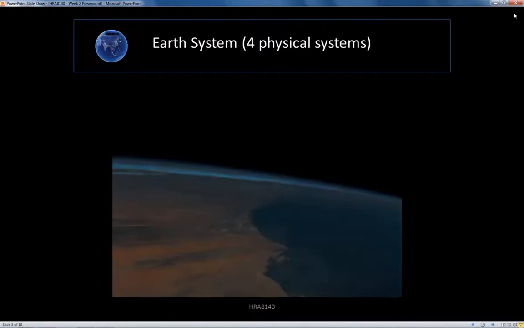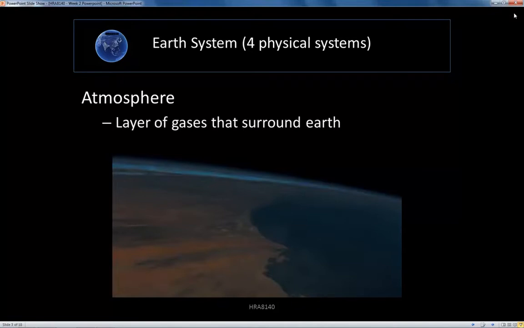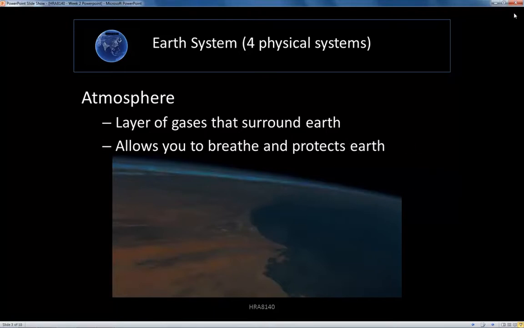The Earth system contains 4 physical systems. First is the atmosphere. This is the layer of gases that surround Earth. This not only includes oxygen and nitrogen gases, but other gases as well. This allows you and I to breathe, and it protects Earth.